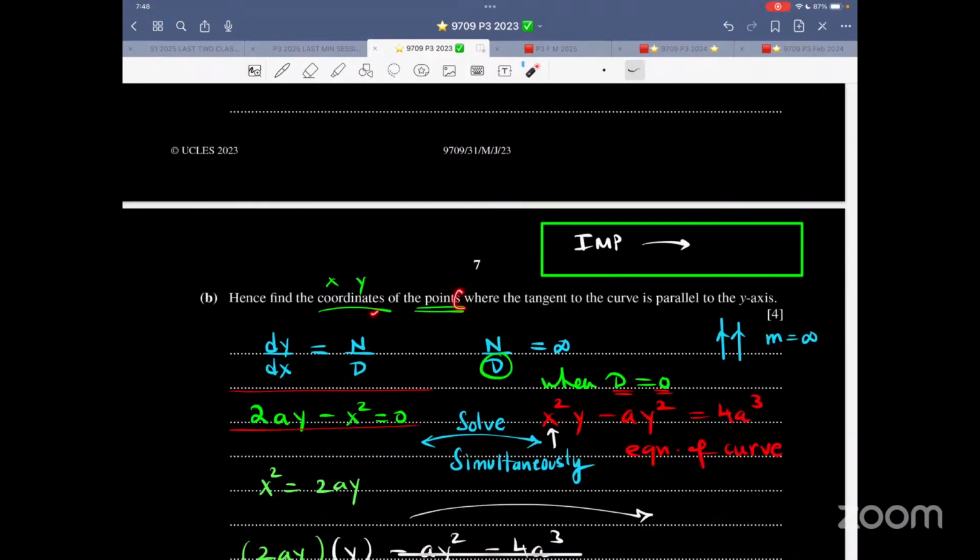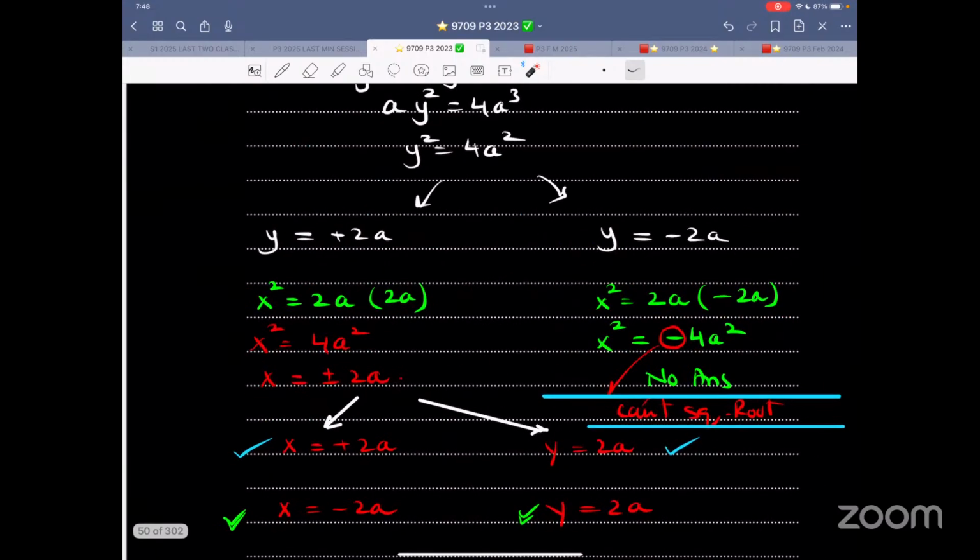And also read the question. Find the coordinates of the points. Coordinates means x and y. Points means points, that is plural. So therefore, it's more than one thing. So a bit of English is also needed.